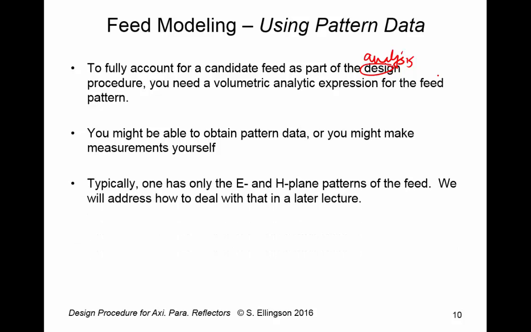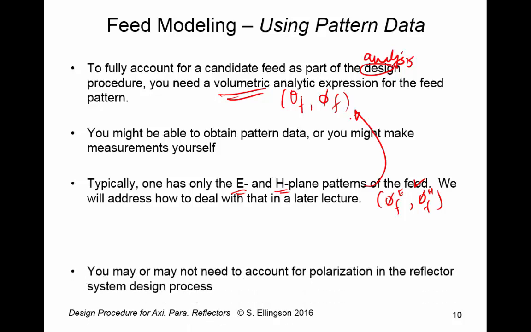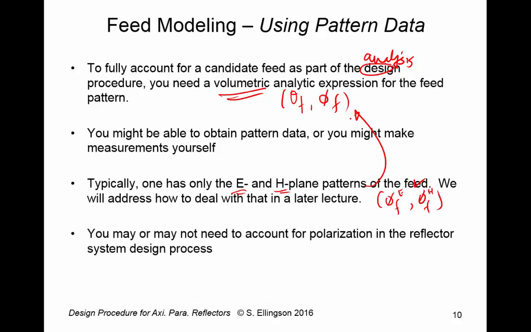Typically what happens, however, is that you don't get the volumetric data, in other words, the pattern data for all values of theta f and phi f. Rather, you just get it for the E plane and the H plane, that is, just two values of phi sub f. Now, we'll come back to this issue in a later lecture of how to take just these two pattern cuts and convert them into a volumetric expression, at least a way to do that approximately. I just want to say here that it's possible to do that. And again, you may or may not need to account for polarization in the reflector system design process.